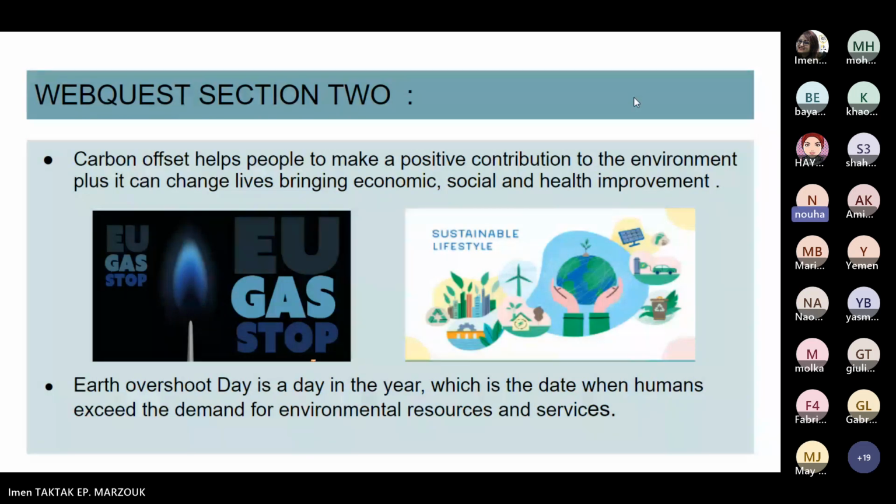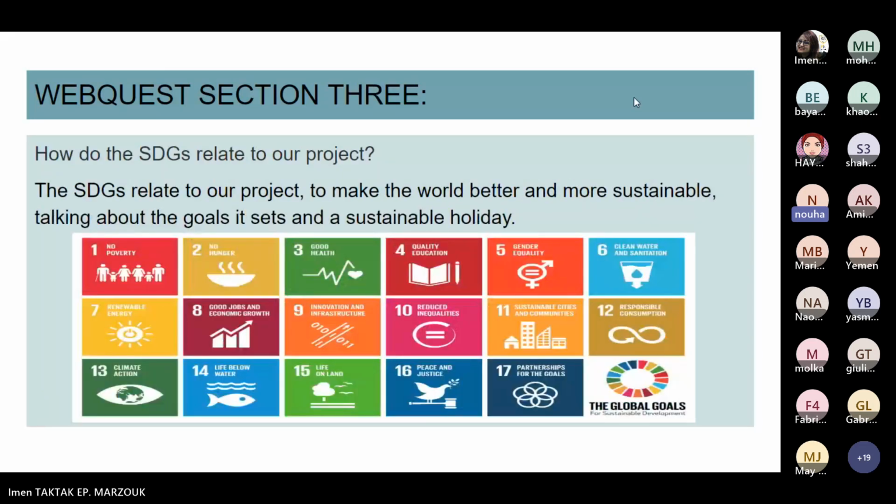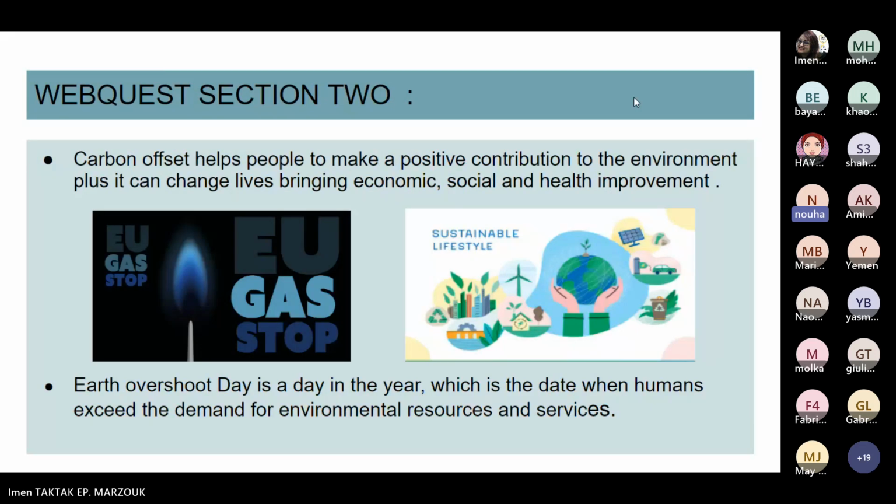A carbon offset helps people to make a positive contribution to the environment. Plus, it can change lives, bringing economic, social, and health improvements. Earth Overshoot Day is the day in the year when humans exceed the demand for environmental resources and services. As you can see here, two photos, one of which is a photo of a sustainable lifestyle. It looks healthy and positive, and it defines Earth Overshoot Day and a sustainable lifestyle. Thank you.